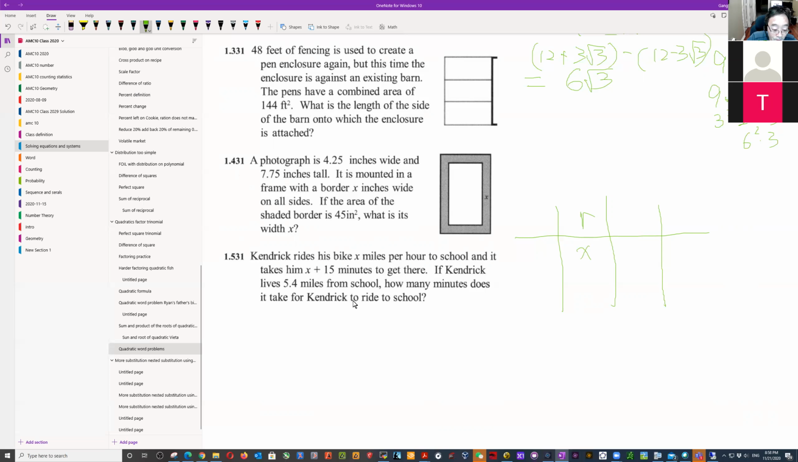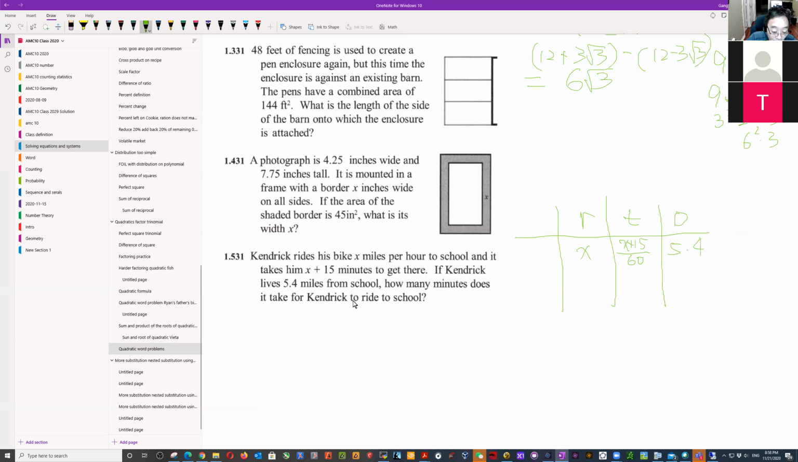And so if the rate is x miles per hour, this is x plus 5 minutes, x plus 15. And this is minutes, also not hours. So you have to divide by 60 in order to get the hour. And if he lives 5.4 miles, so this is the time, see the distance, and the distance has to be 5.4.